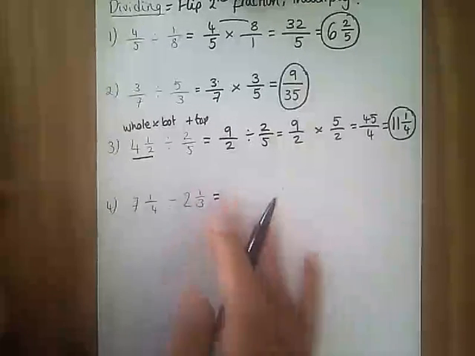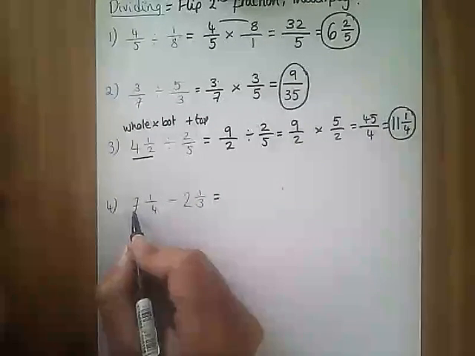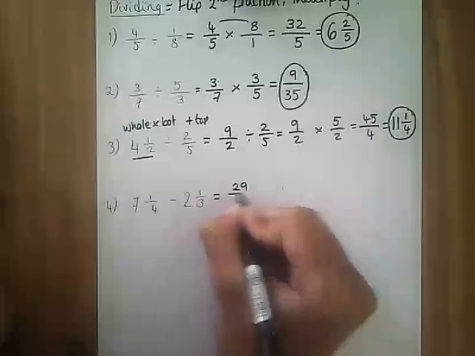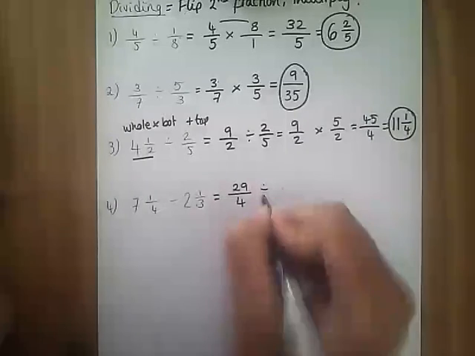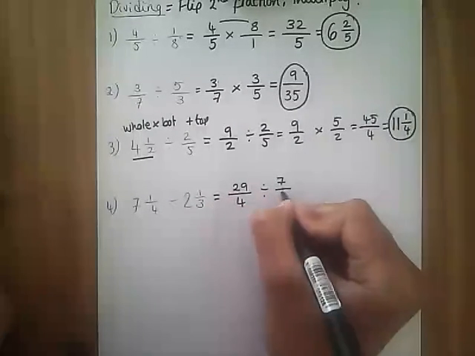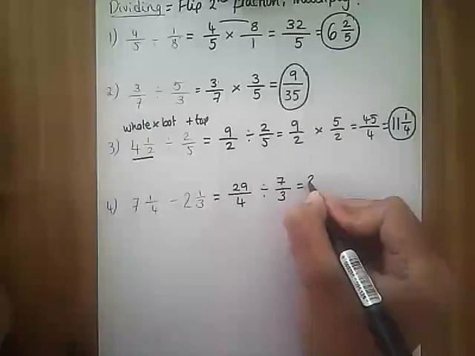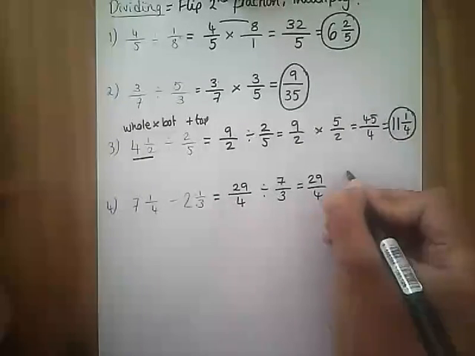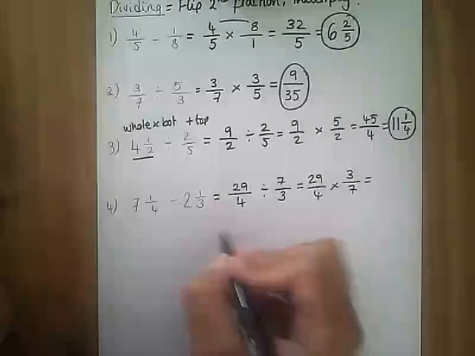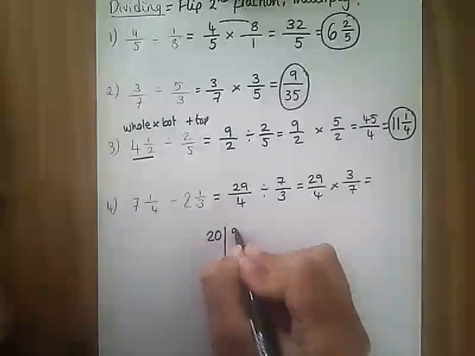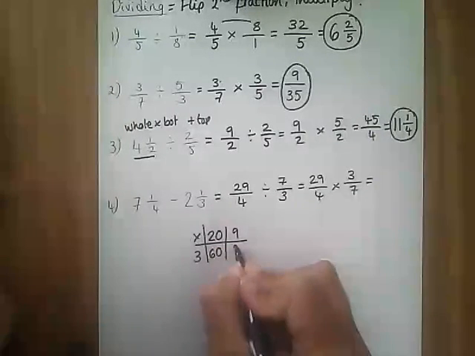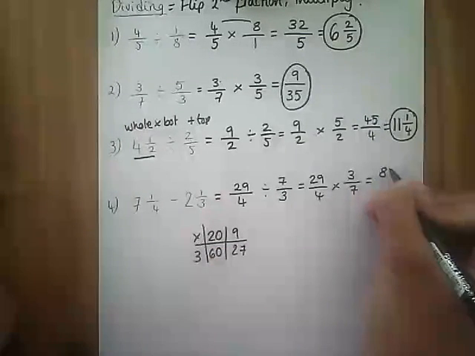And this one, make them both top heavy. So 7 times 4 is 28. Add 1 is 29. 29 over 4 divided by 2 times 3 is 6. Add 1 is 7. 7 over 3. Flip the fraction upside down, the second one, and we're going to multiply. 29 times 3. If anyone does that in their head, that's happy days. I'm going to do it in a grid. 29 times 3 is going to be 87.